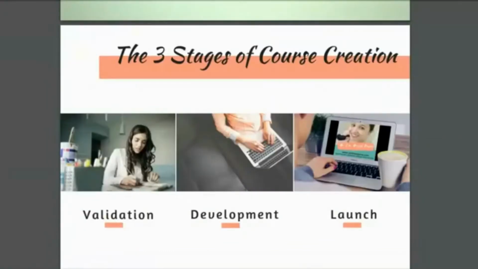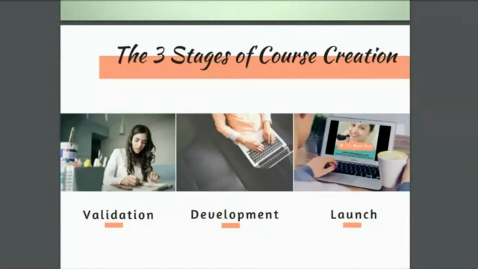So there are actually 3 stages of course creation. So there's validation, development, and launch. Validation is merely validating if your course idea is viable, if it's something that the market wants, if it's something that actually solves a problem, and if your market is actually willing and able to pay you for the course. Development, on the other hand, is the actual creation of the course, whereas launch is the marketing aspect.